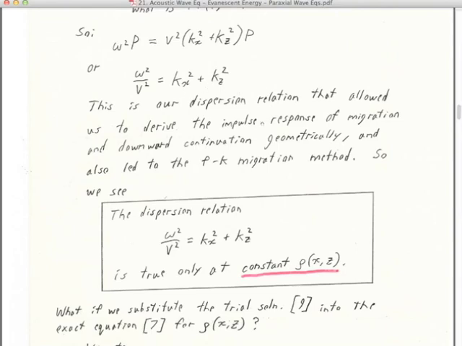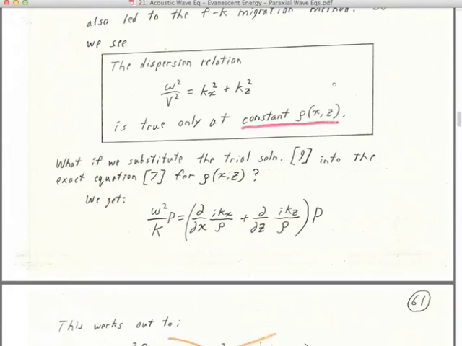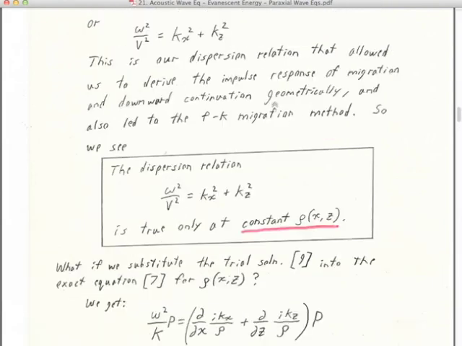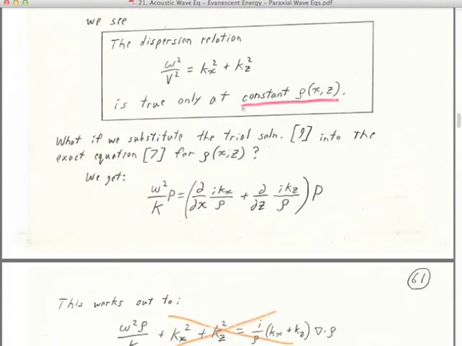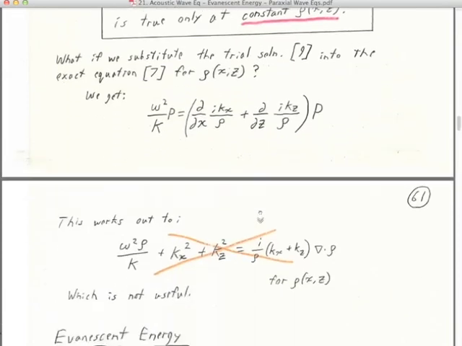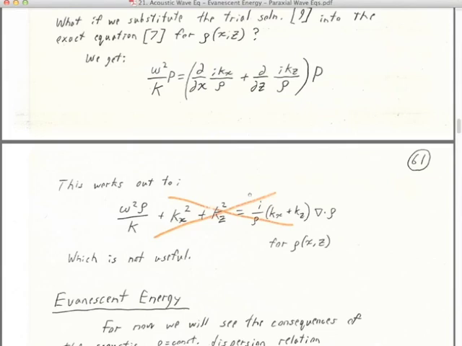And that, of course, if you remember, is our dispersion relation that allowed us to derive the impulse response of migration and downward continuation geometrically, and also led to the FK migration method. So we see the dispersion relation that we've been so reliant on, to get k_z when we were given omega, v, and k_x, right? That circular dispersion relationship is true only at constant density. Okay, how about that? So that's the homogeneous density part, and we'd have to go to a lot more work if we had heterogeneous density. So here's what you get if you try to make a dispersion relationship out of heterogeneous density, using that monochromatic solution, and at least I can't get anything useful out of it.